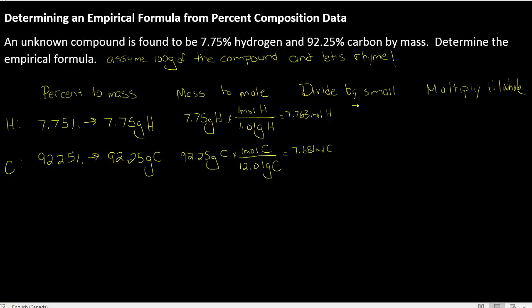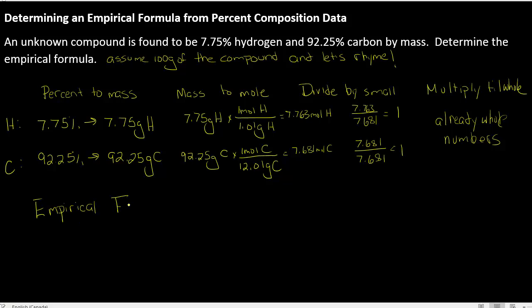The next step, divide by small. Look at your answers from step 2. I'm going to divide all of the answers from step 2 by the smallest answer from step 2. So that's 7.763 divided by 7.681. These both come out to essentially 1. If, let's say, they'd come out to a common decimal or something like that, there would be a multiply to a whole step, but there isn't at this point. We'll do another video and I'll show you an example of that. Okay, so at this point where they're whole numbers, the empirical formula of this compound is CH.